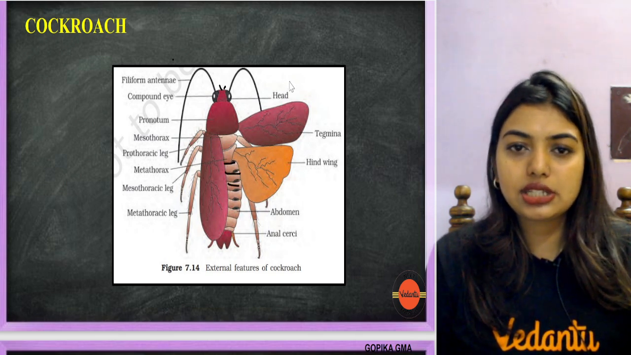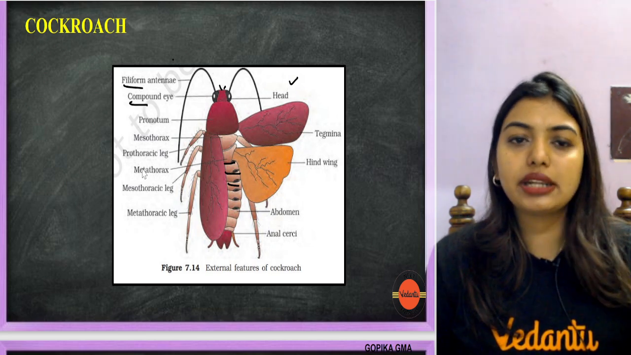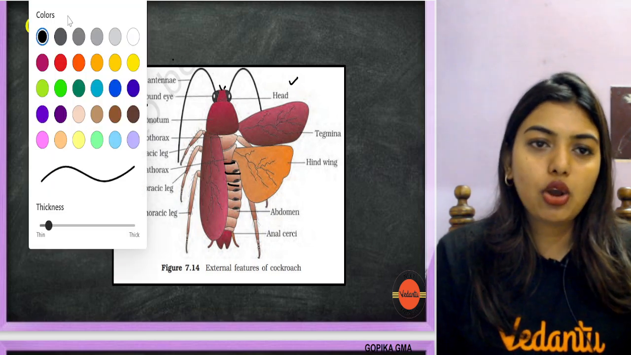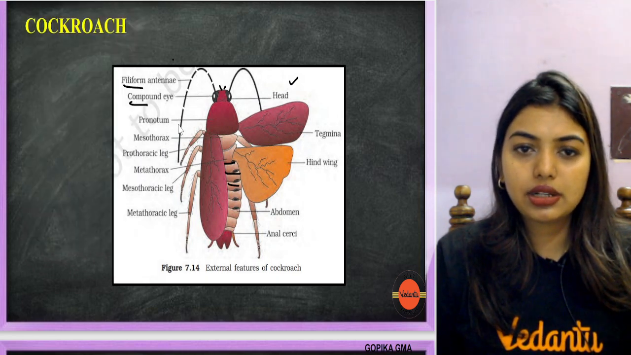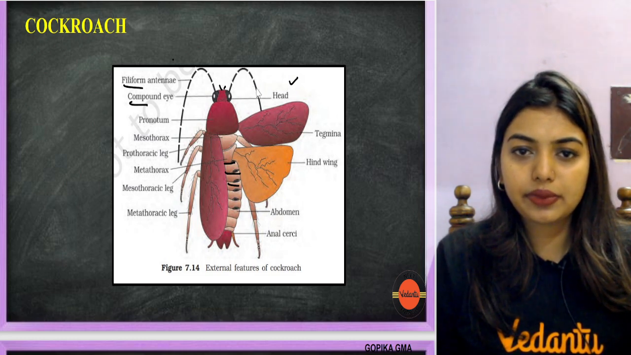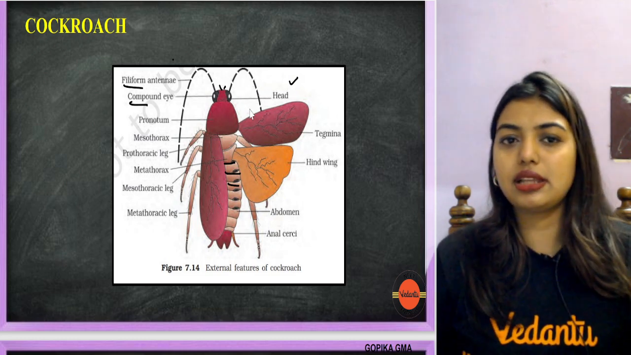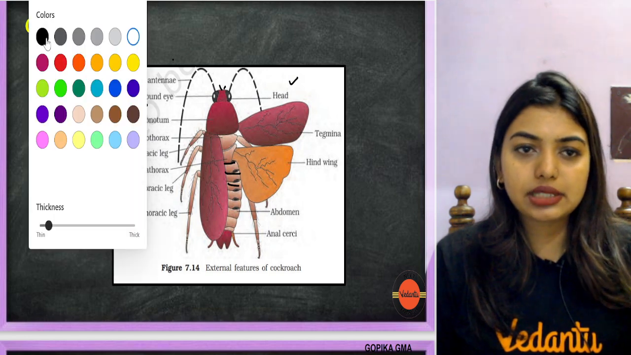So what are the regions? The head is there, with compound eyes and a filiform antenna. Always remember, this antenna also is going to be segmented. See, now I've drawn this antenna as segments, like this, like this. Same thing goes here. This antenna also has segments.